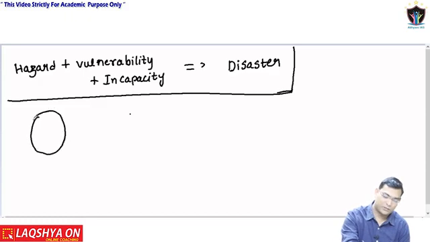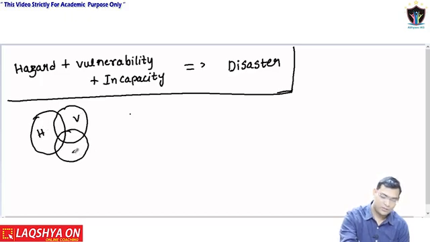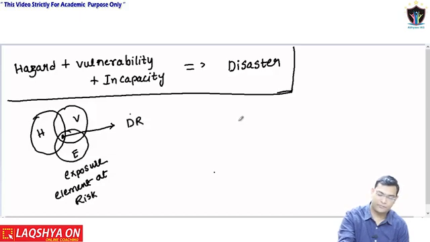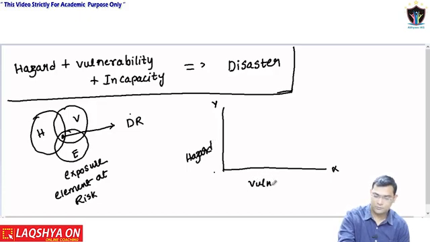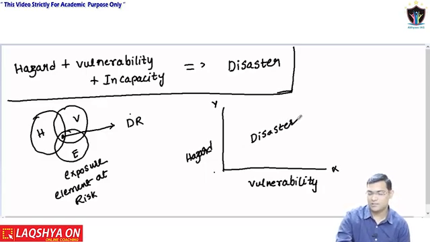In this way you can quote it. This is hazard, this is vulnerability. E is exposure of element at risk. This point is called disaster risk. Generally we can write in this way: x-axis, y-axis. This is your hazard and this is your vulnerability. This is your disaster. As the vulnerability increases, hazard increases, disaster increases. So this is about this thing.